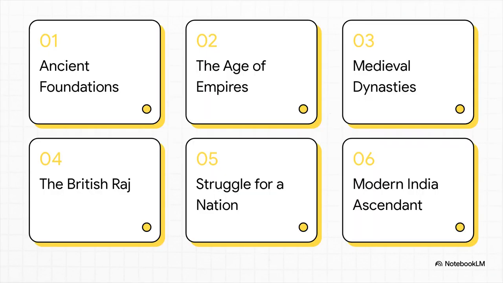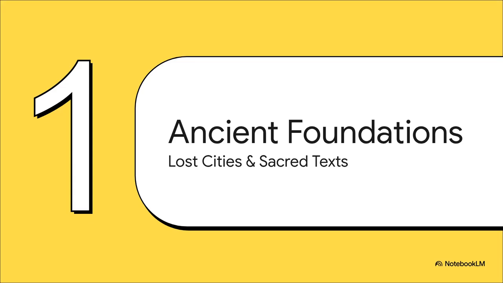Okay, so here's our game plan. We're breaking this epic story down into 6 parts. We'll start with ancient foundations, then move to the Age of Empires, cover the medieval sultanates and Mughals, dive into the British Raj, explore the struggle for a nation, and wrap up with modern India. Ready? Let's get started.